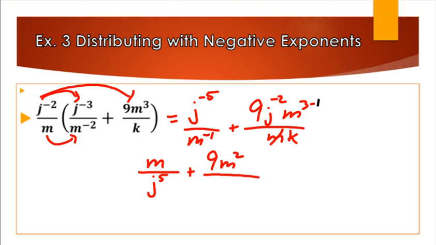And then the j squared has to go on the bottom to make it positive, and k is already on the bottom. And then we look at our variables. M is in the denominator, k is in the denominator, and j is in the denominator. All of those cannot equal 0.